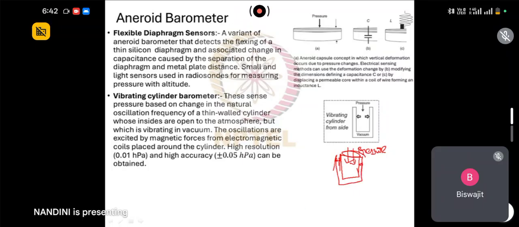So the cylinder basically has a frequency which is a proxy to the pressure changes of the outside. It is allowed to resonate at its natural frequency. So if we see any changes in the natural frequency of the cylinder, that change gives you the external pressure. That is the basic idea.